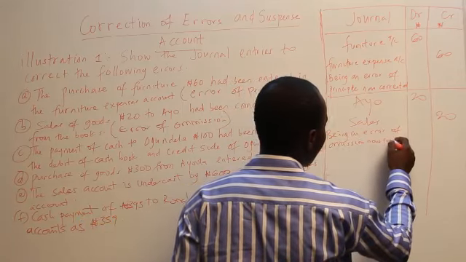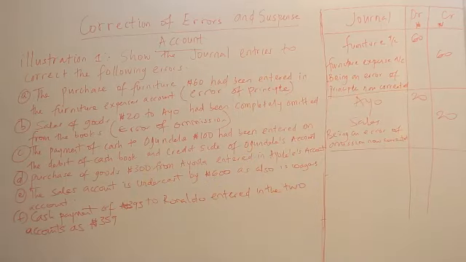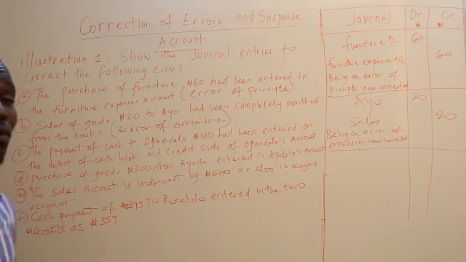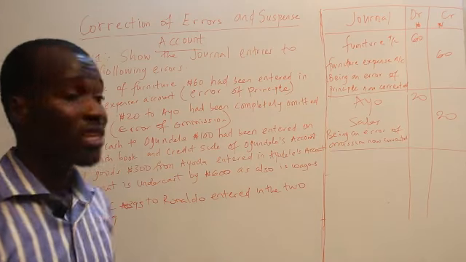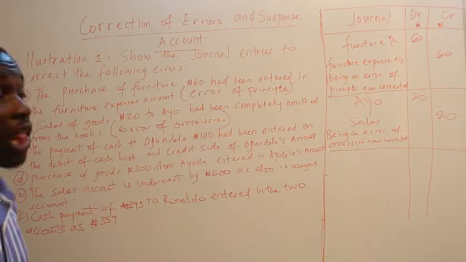So now corrected. So the next transaction, we have payment of cash to Ogundele's naira has been entered on the debit of cash book and credit side of Ogundele's account. We have to identify the category of error it is. That is complete reversal of entry.